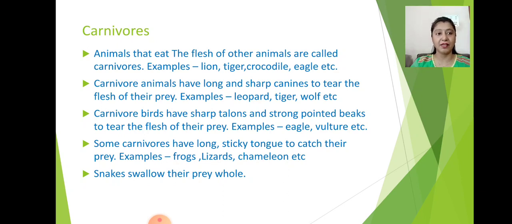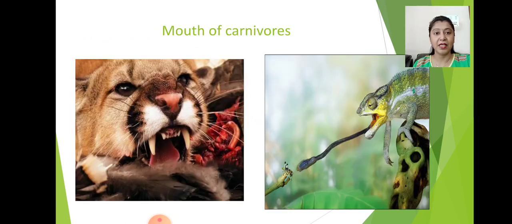So these are the special features of carnivores. Let us have a look at the photographs. There is a picture, you can see the canine which is very strong. There are few incisors. Incisors are also sharp and pointed. Canines help them to hunt and tear open the body.